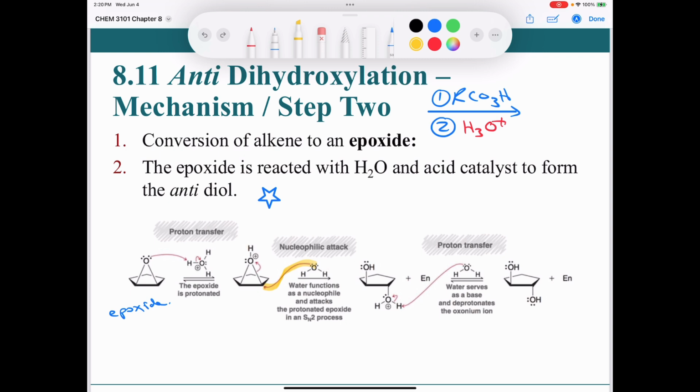So I should also point out that the epoxide can also be opened by a strong base, and that's something that we're going to look at later. But so far, we're just going to look at the mechanism of acid-catalyzed ring opening.